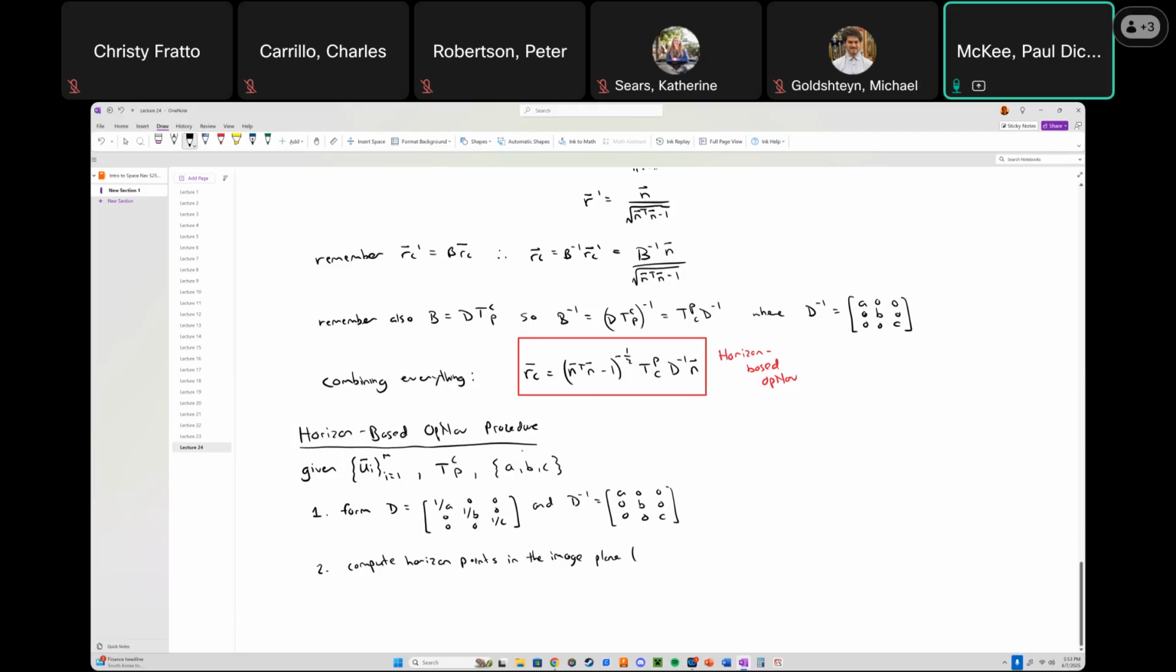And this would be undistorted. Okay, and we'll get this in the form of xi hat, where these are homogeneous coordinates.